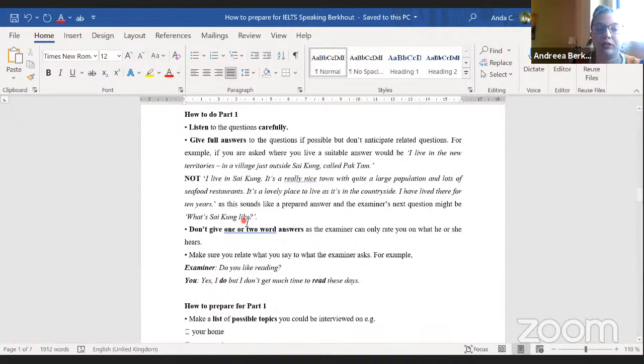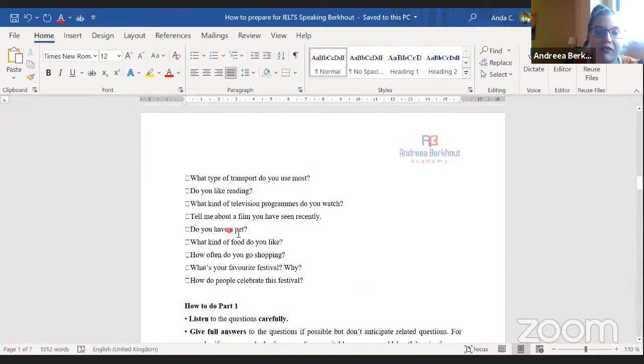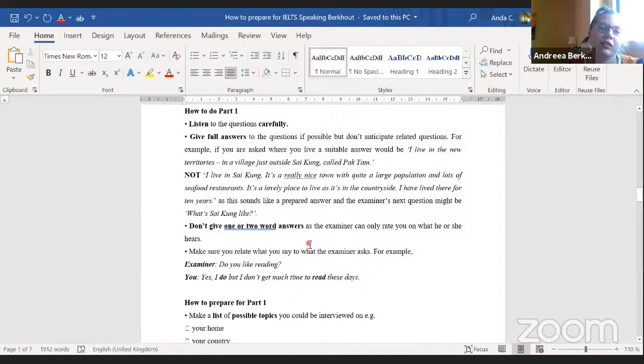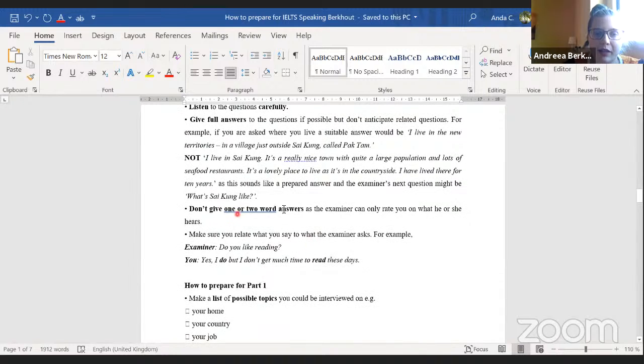Okay, it's not okay to have one or two word answers. Even if they ask you, for example, do you have a pet? It's not okay to just say, yes, I have a dog, and that's it. You can say, yes, I have a dog. He is a large breed and his name is, okay, so at least this. Like I was saying.